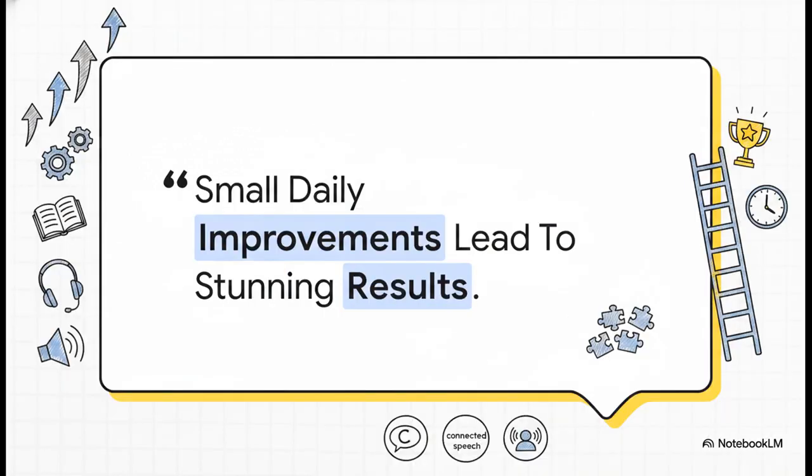And that perfectly brings us to our final takeaway. Small daily improvements lead to stunning results. It's really not about conquering the entire English dictionary by tomorrow morning. It's about learning one new collocation today, maybe trying out a connected speech pattern tomorrow, and making sure you hit those 15 minutes of shadowing the next day. So I'm going to leave you with this. What are your 15 minutes of practice going to look like today?